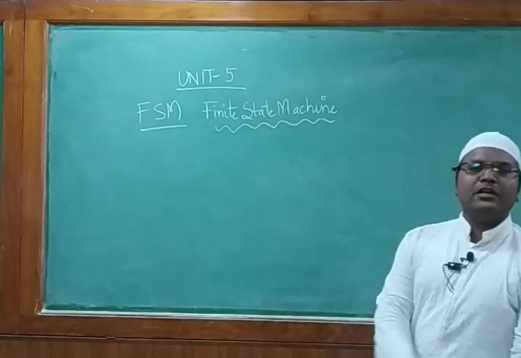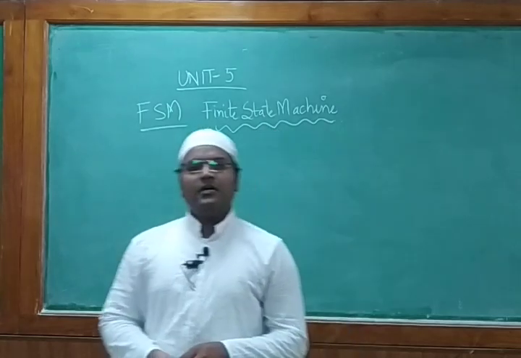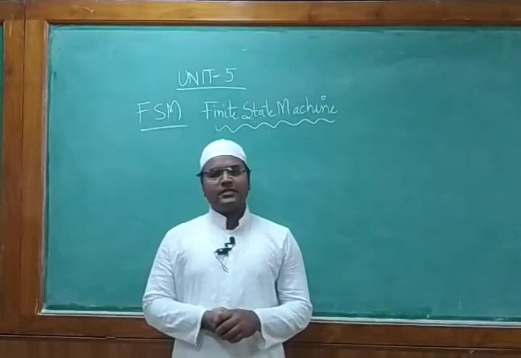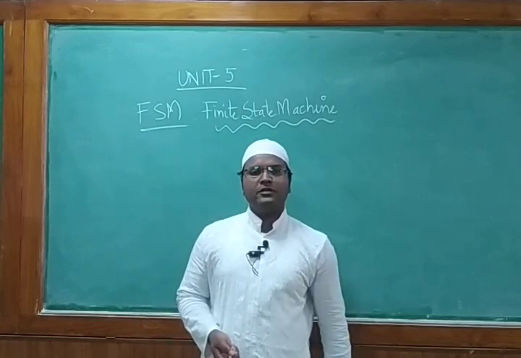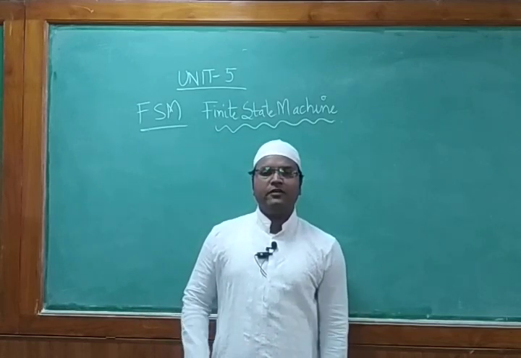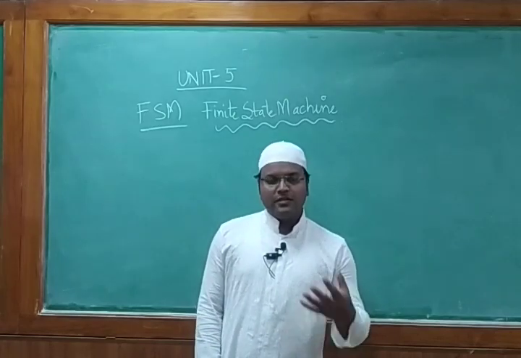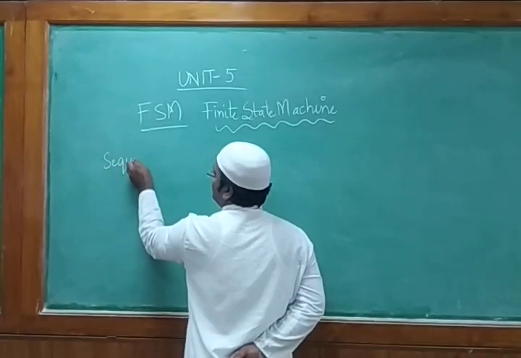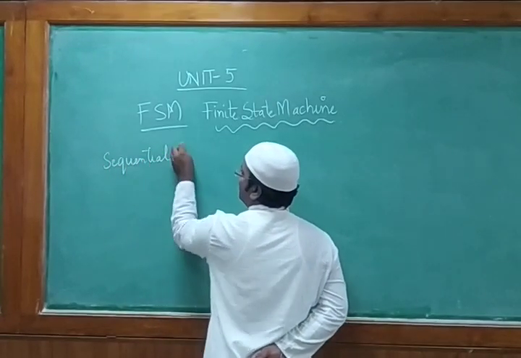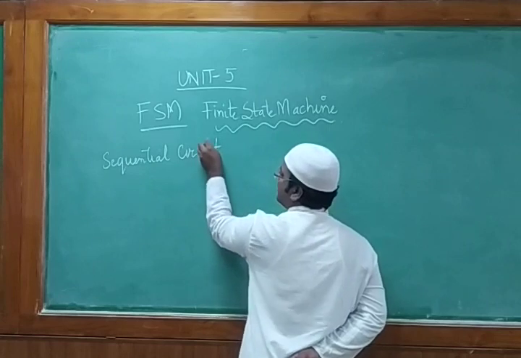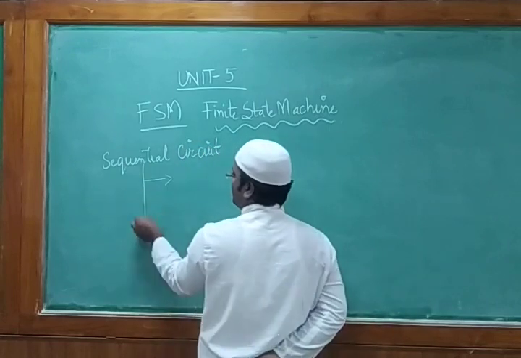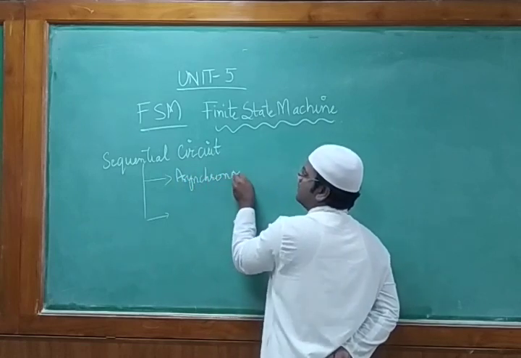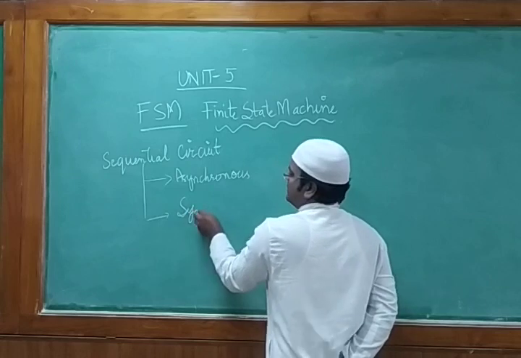So what is the meaning of a finite state machine? It is basically a sequential circuit. What is a sequential circuit? Sequential circuits are circuits which consist of a combination of inputs and memory elements, in the form of flip-flops. A sequential circuit is a combinational circuit with a memory element, and it is classified into two parts. One is the asynchronous sequential circuit, and another is synchronous.